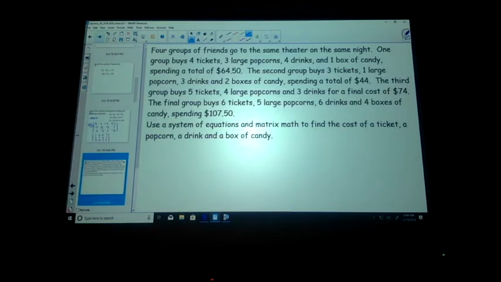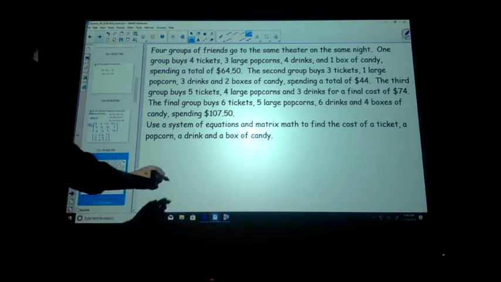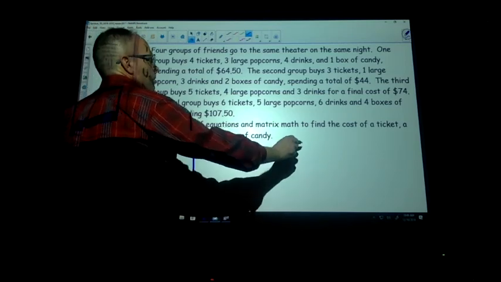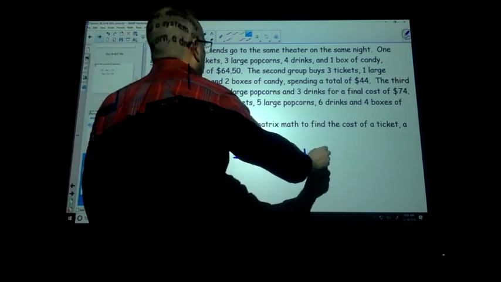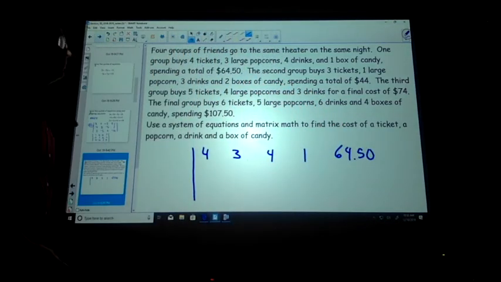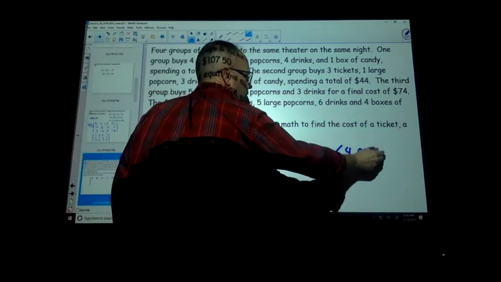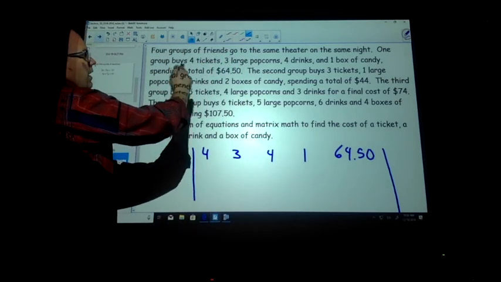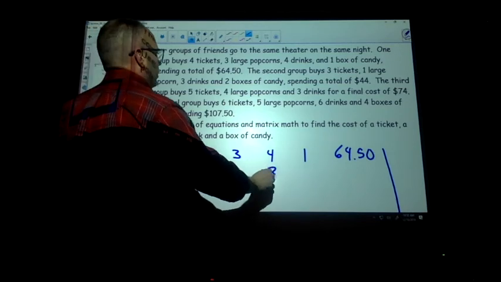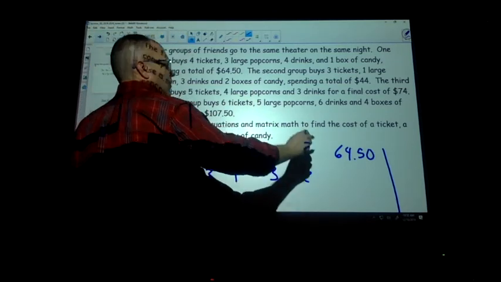All right. So then it says, 4 groups of friends go to the same theater on the same night. One group buys 4 tickets, 3 large popcorns, 4 drinks, 1 box of candy, and they drop $64.50. Still with me? Yeah, they're big rock stars. The next group buys 3 tickets, 1 large popcorn, 3 drinks, 2 boxes of candy, and they drop $44.